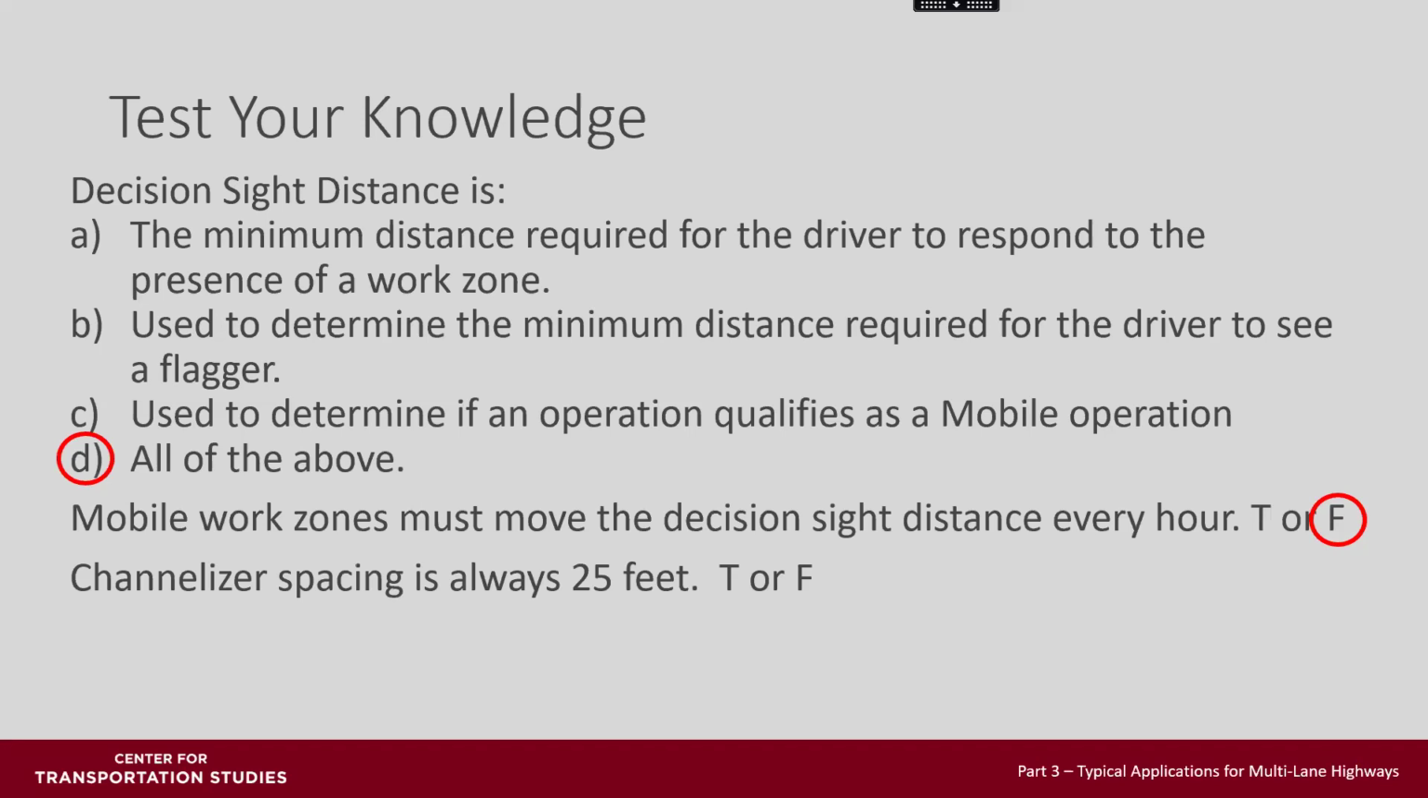Channelizer spacing is always 25 feet. That is false. On high-speed roadways, the channelizer spacing is 50 feet, and in tangent areas can be increased to 2 times that, or 100 feet.